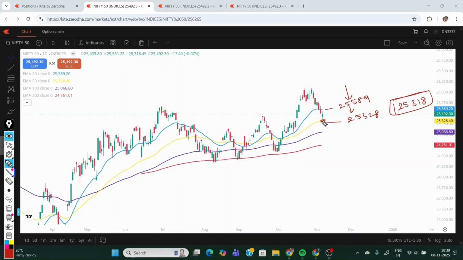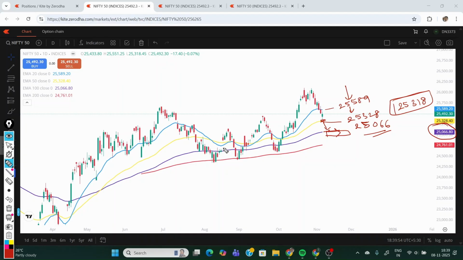So that way we can deduce, breach of this level and sustenance below this level for at least 15 to 20 minutes will call for testing of 100 period moving average, that is falling around 25,066. Let us recall that 20 weekly EMA was 25,065, and here 100 period moving average is also around 25,066. So you can expect a decent support on the way down here around 100 period moving average.